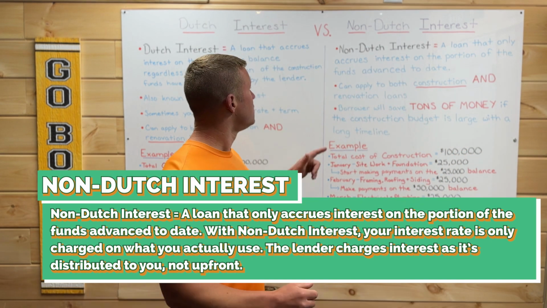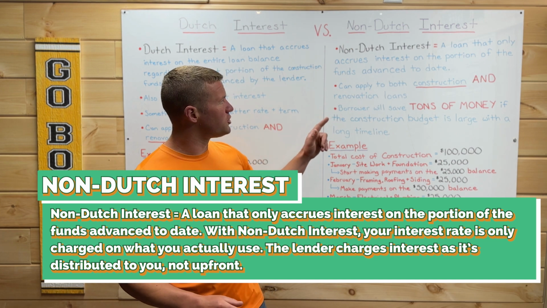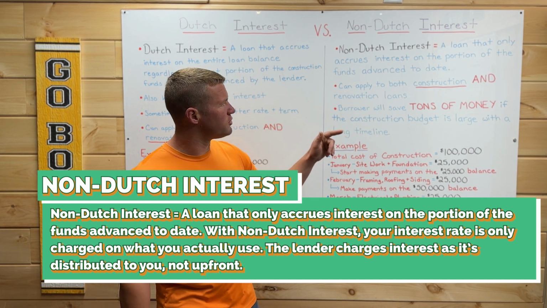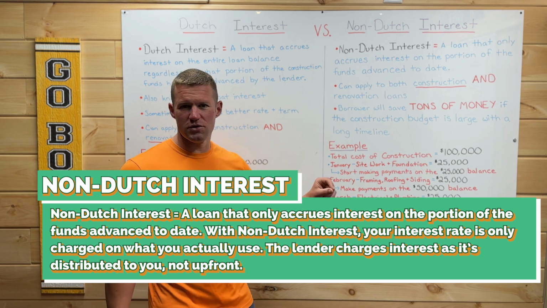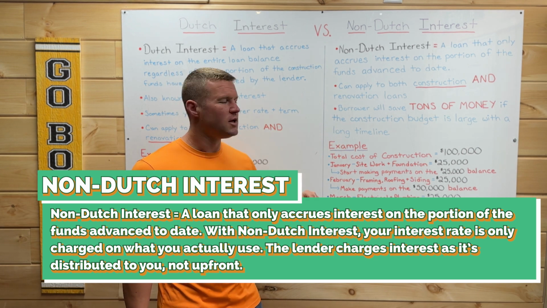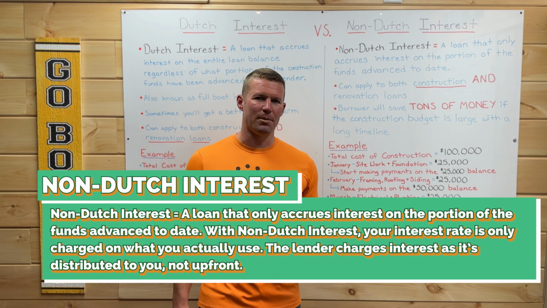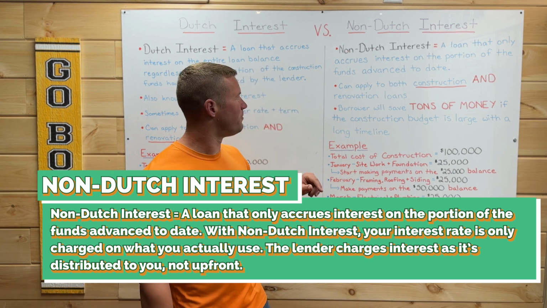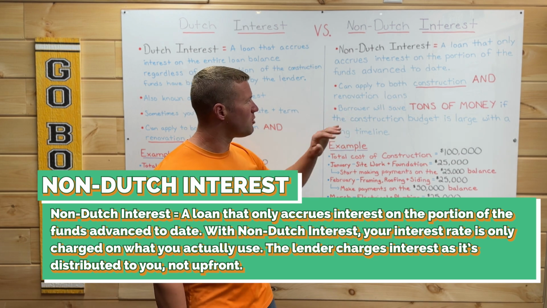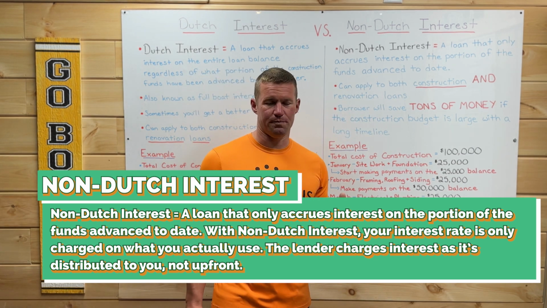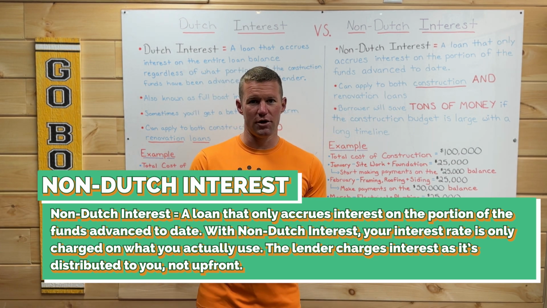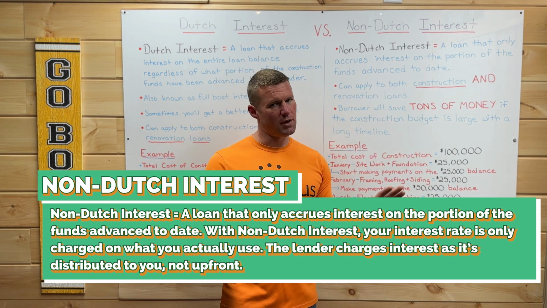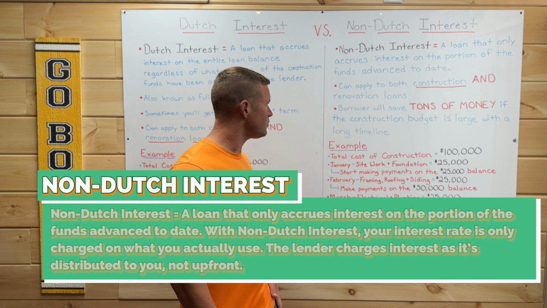All right, so now let's go over non-Dutch interest. This is a loan that only accrues interest on the portion of the funds advanced to date. Again, if you're wrapped around the axle on that definition, don't worry, we're going to work it out in the example. Now, this can apply to both construction and renovation loans, but typically with non-Dutch interest, we're going to be looking at a construction loan, typically 9 times out of 10.